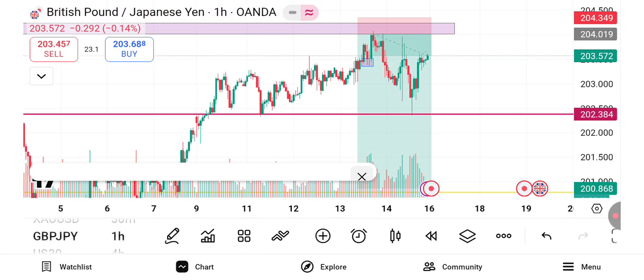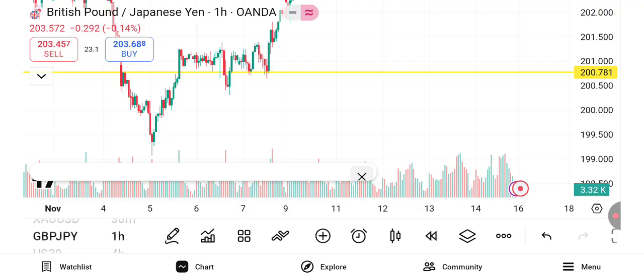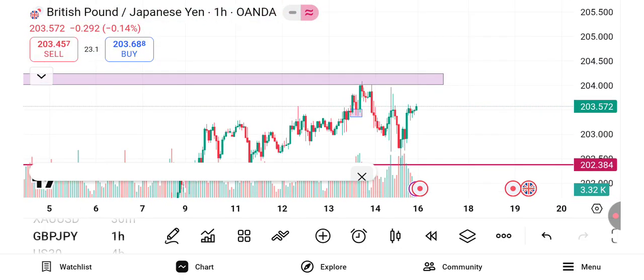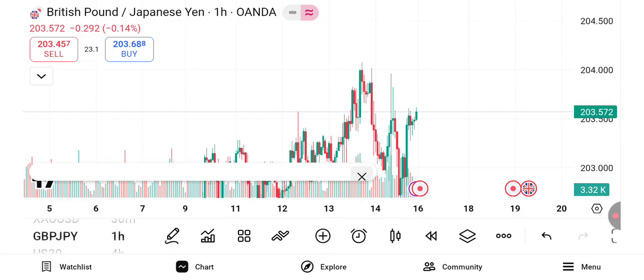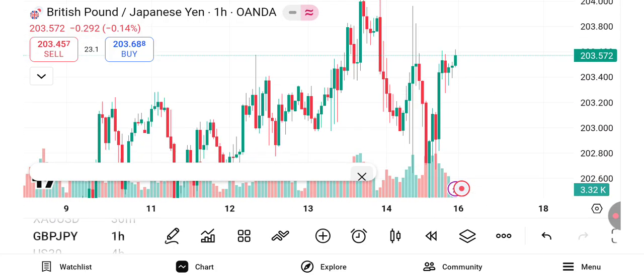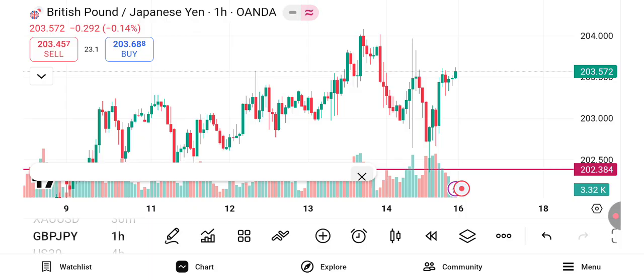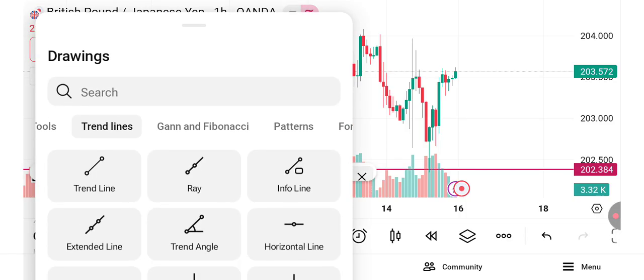But for now, let's see what the market has, because currently GBP JPY is bullish. Let me take out this other block, and this as well. So currently GBP JPY is bullish, guys, and as you can see, there's a break of structure here.